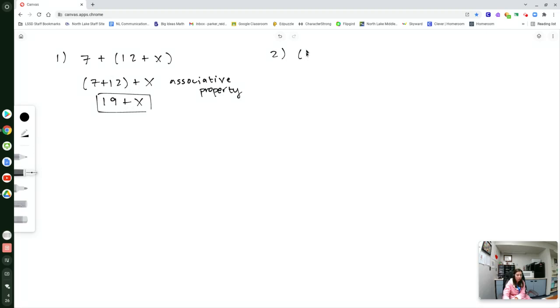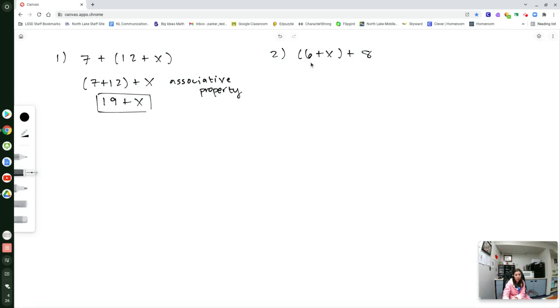Let's try another one. We have 6 plus x plus 8. So again, just like last time, I see two whole numbers, 6 and 8. I know how to add 6 and 8 together, but to be able to do that, they need to be together in the same group. So I'm going to use my properties of addition to make that happen. First thing I notice is that 6 is not next to 8. It does need to be next to 8.